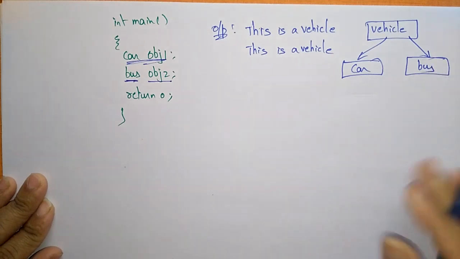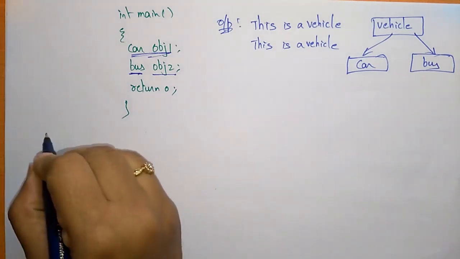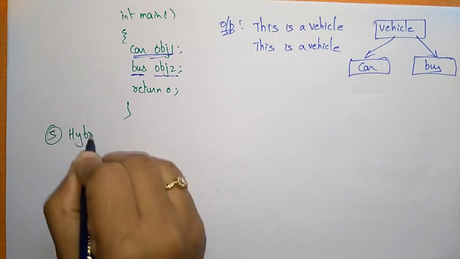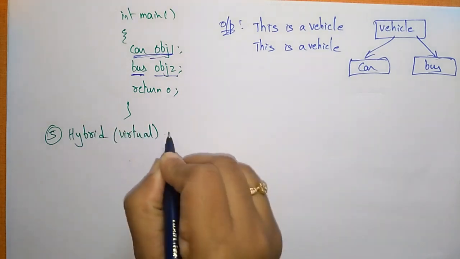Okay, now coming to hybrid inheritance. The next, fifth one, is hybrid. Hybrid inheritance is also called virtual inheritance.